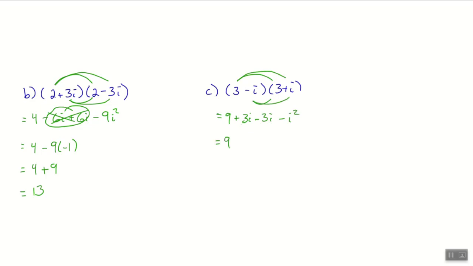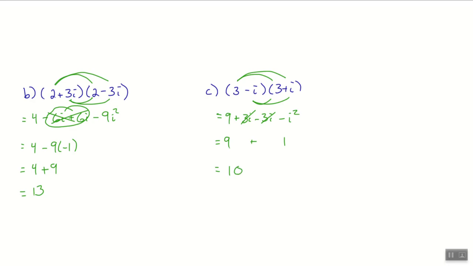So first little thing I noticed that happens. If I have minus i squared, is anybody opposed to me immediately changing that to plus 1? Why can't I do that? Why am I allowed to? Minus a negative 1. Yeah. Okay, we do indeed get 10.